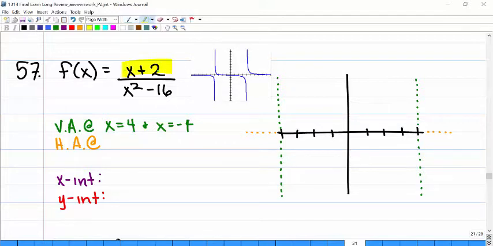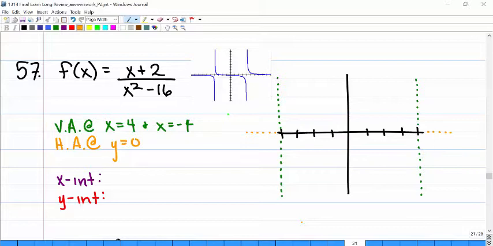I also cheated and looked at this on the graphing calculator, so I have an idea of what I'm graphing by hand. Horizontal asymptote: since the degree of the numerator is smaller than the degree of the denominator, I have a horizontal asymptote at y equals 0, which I graphed here.